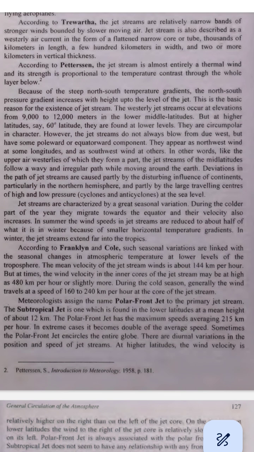Example: imagine a ribbon that flutters in the wind. It doesn't stay straight, but twists and turns. That's what jet streams do as they move around the planet.